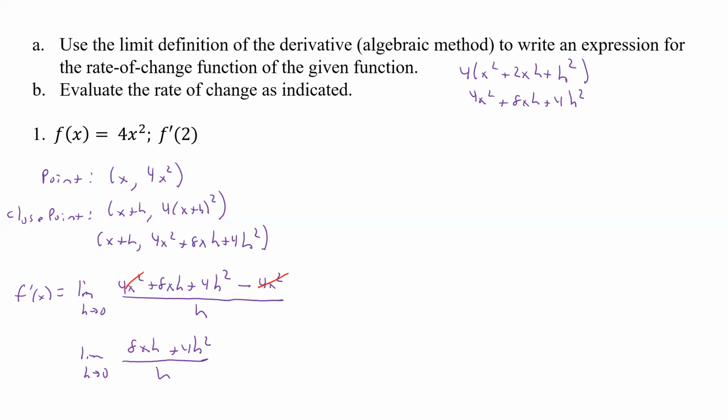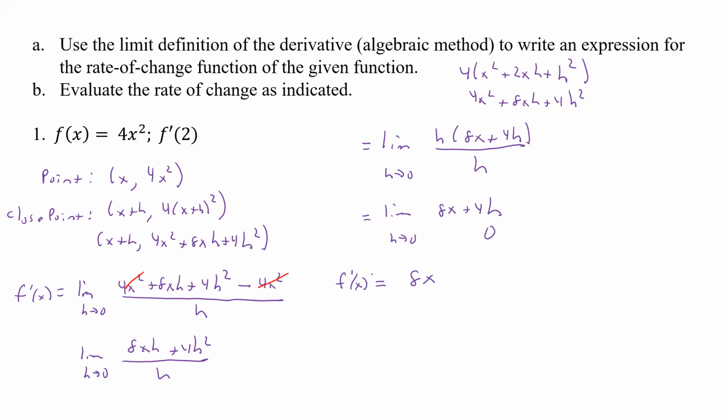But now I need to think about it, because now I need to say, okay, well, now that's equal to the limit as h goes to 0 of h times 8x, and then I have plus 4h all over h. Now those go away, and so that gives us the limit as h goes to 0 of 8x plus 4h. Okay, now let's plug in h equals 0. Well, nothing here, but this one becomes 0. Then we just get 8x. So that's what f prime of x is going to equal, 8x. So that is part A.